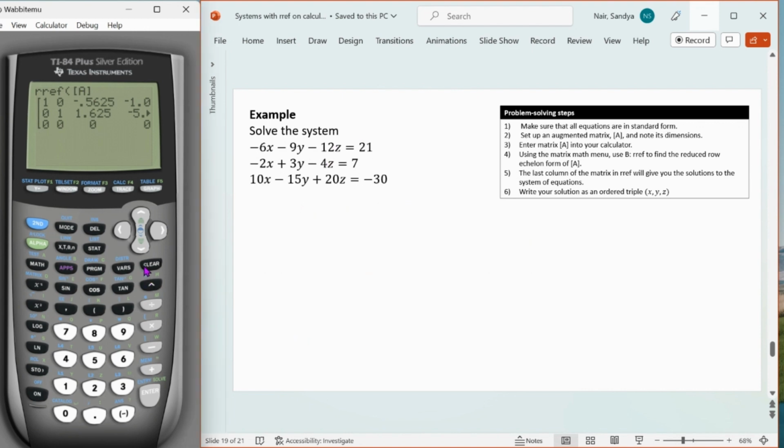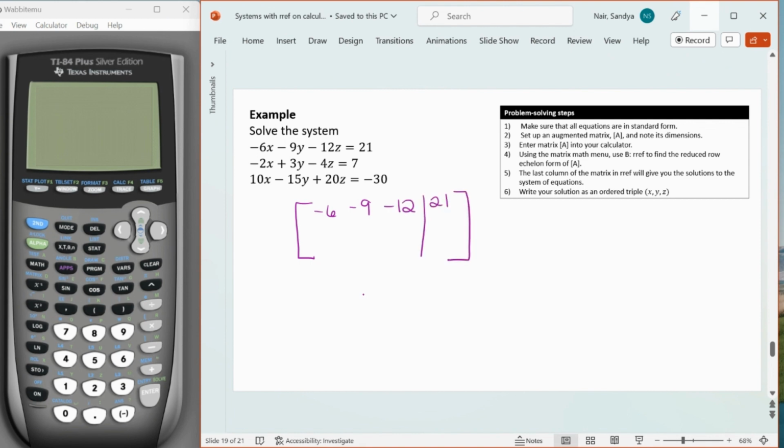So now let's try this example. So let's go ahead and set up our augmented matrix. So I'm going to have -6, -9, -12, and 21. I have -2, 3, -4, and 7, and then 10, -15, 20, and -30.